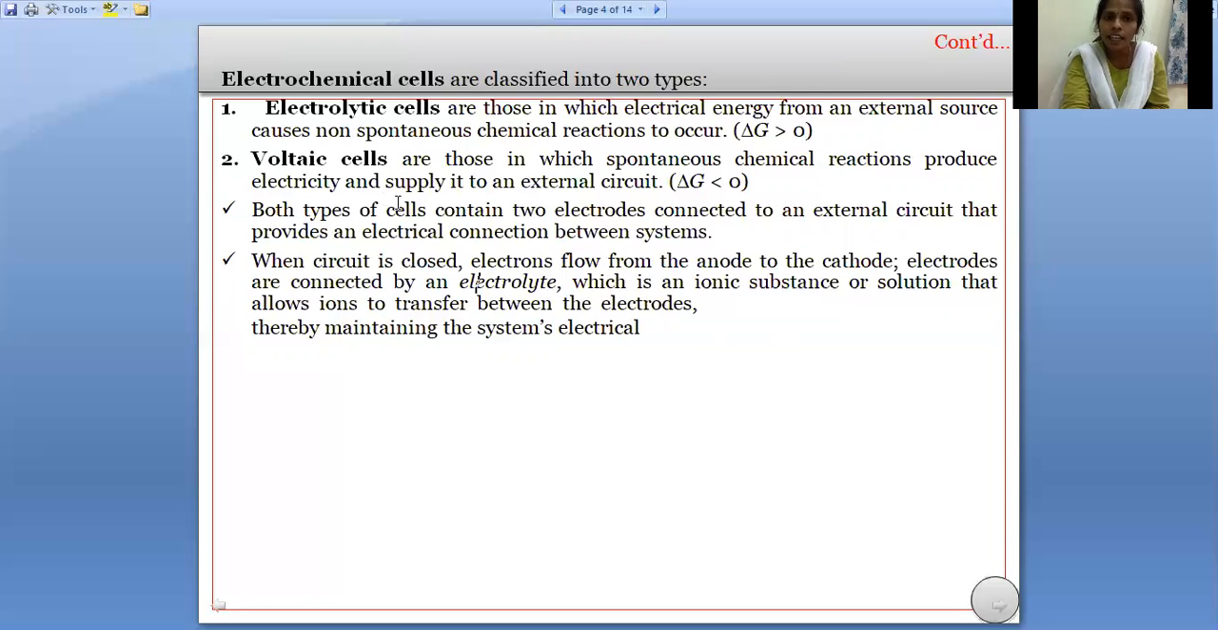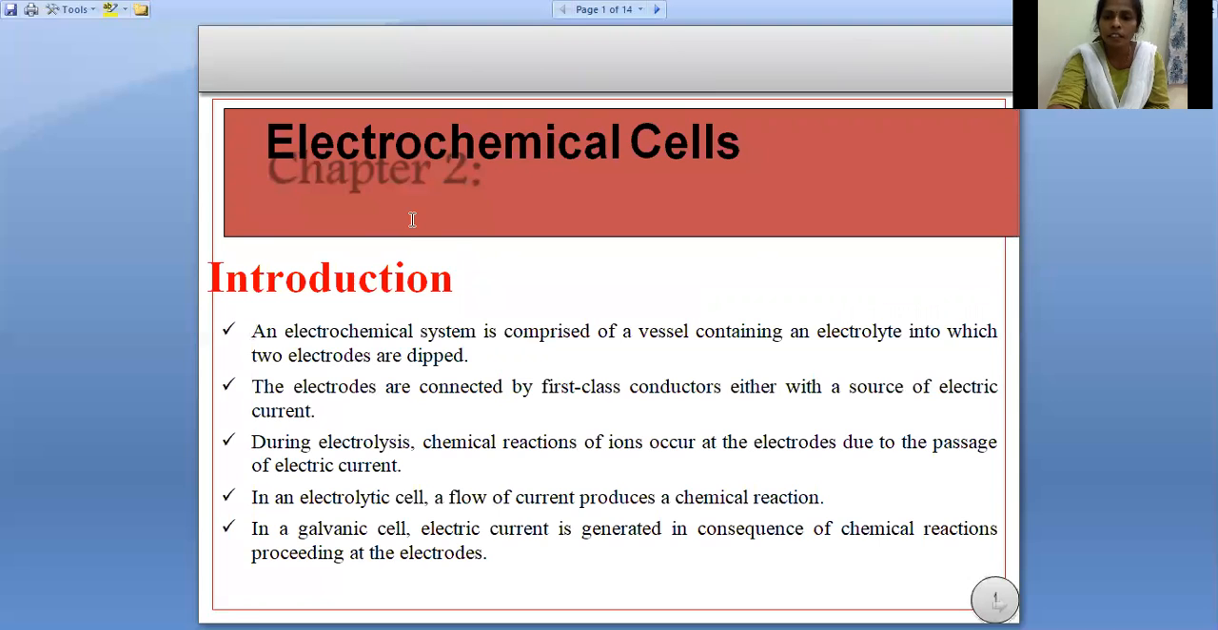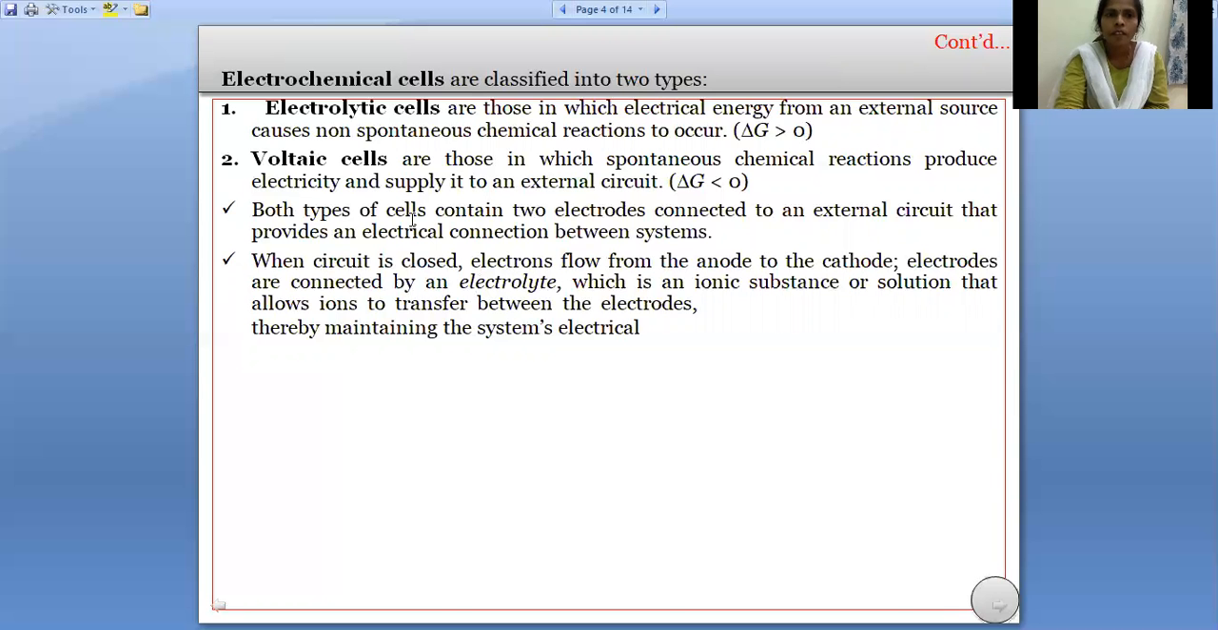Whereas in a voltaic cell, spontaneous chemical reactions produce electricity and supply it to an external circuit. So what happens here? It is happening naturally and spontaneously. By doing chemical reactions, electricity is produced in the voltaic cells.